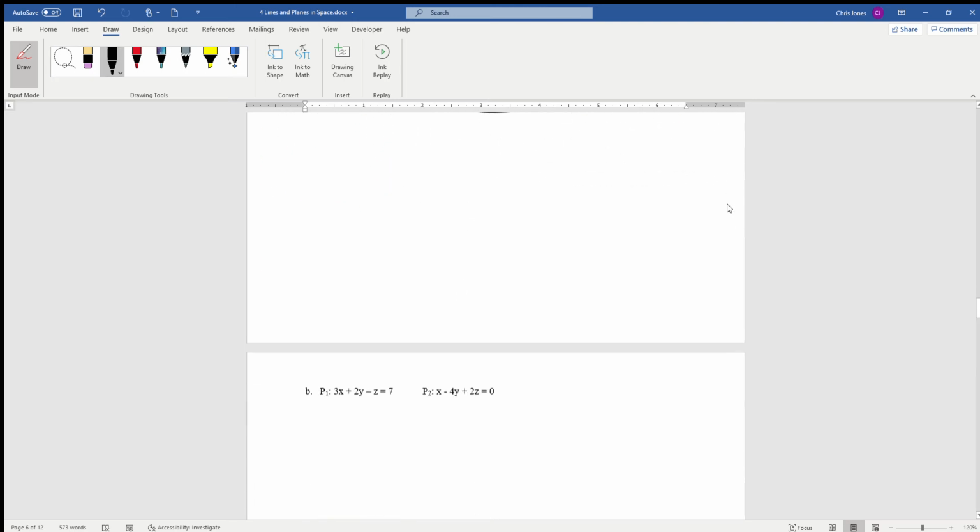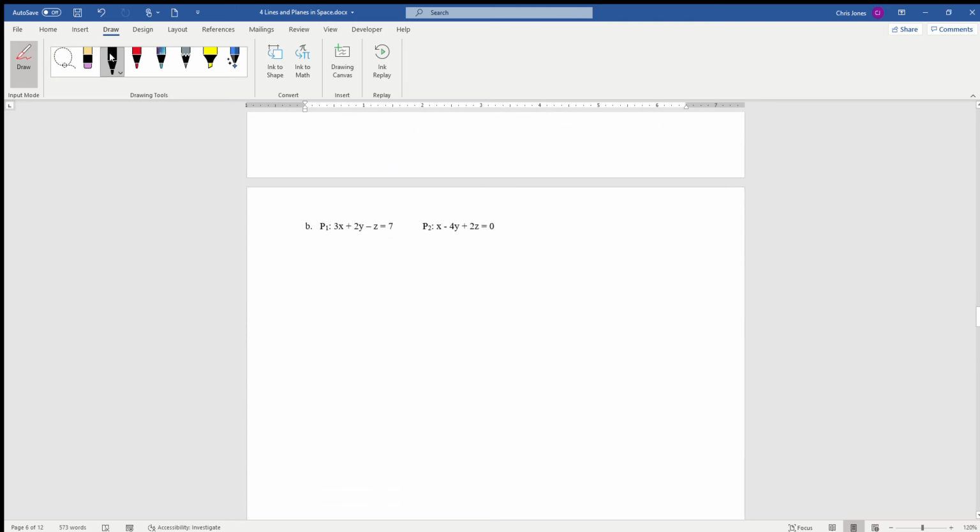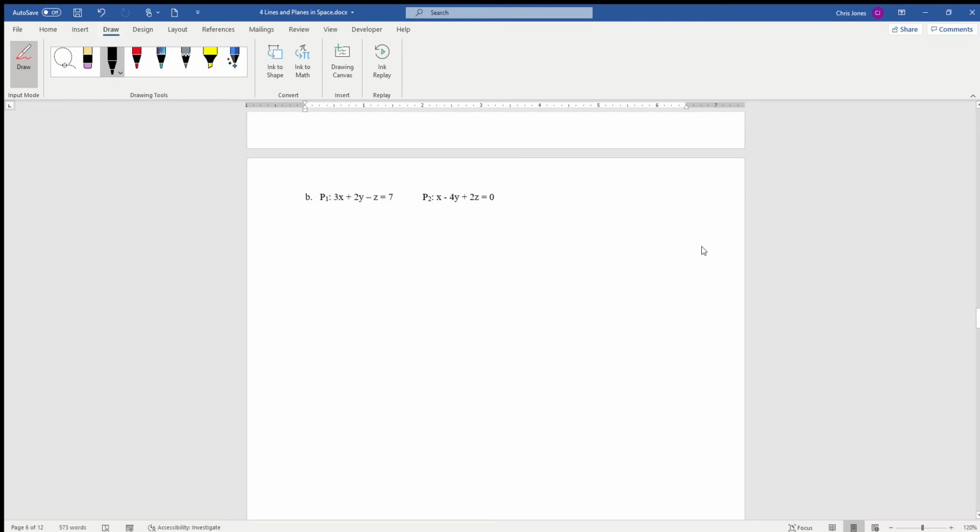A second example, maybe not so easy, is the plane P1, 3x plus 2y minus z equals 7, and then 1x minus 4y plus 2z is equal to 0. So this one doesn't look like it's going to be parallel. Let's find n1 and n2. Now n1 is going to be 3, 2, negative 1. n2 is going to be 1, negative 4, 2.